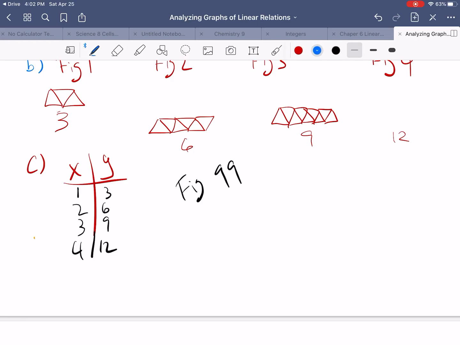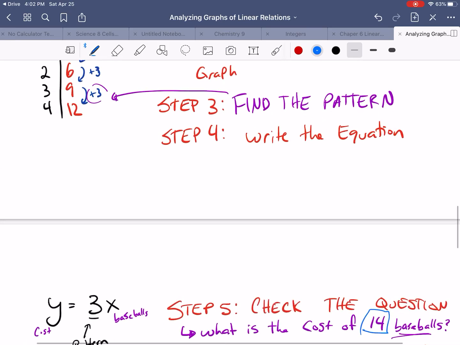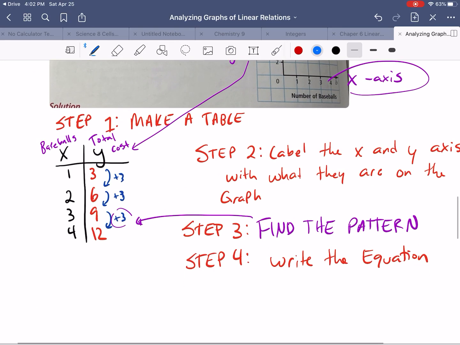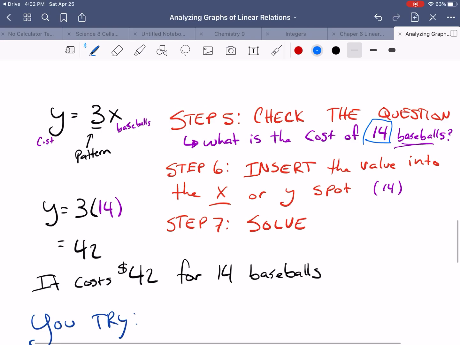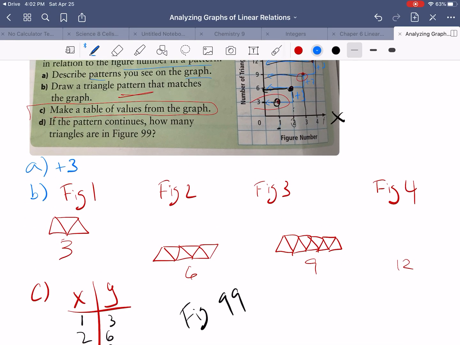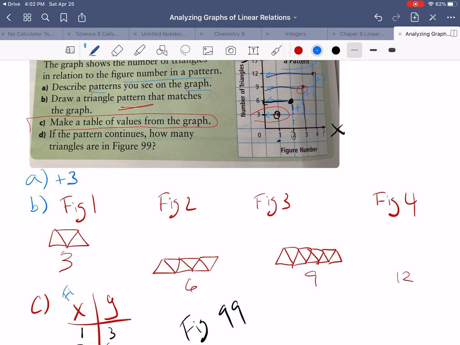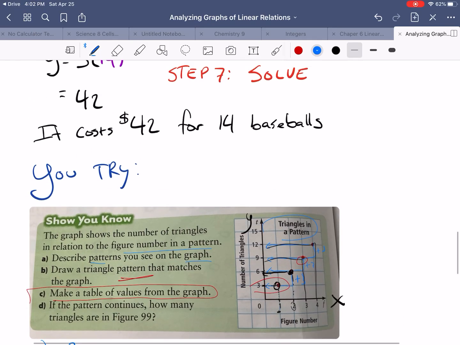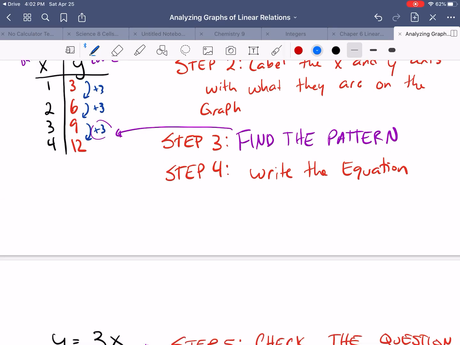So before we go anywhere, remember the steps. Going back up here, we were supposed to label the x and the y with what they were. Oh, that's right. So let's just do that. This was the figure number, and the y was the triangles.